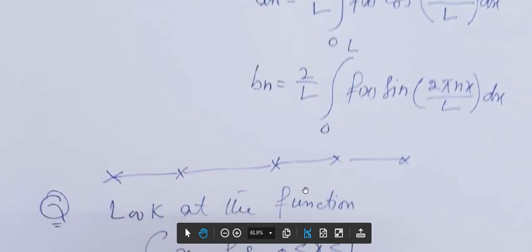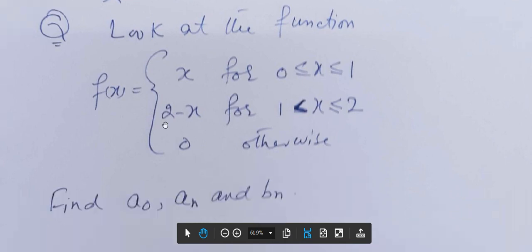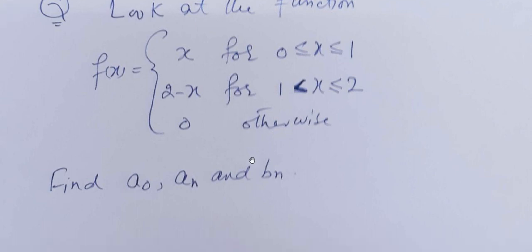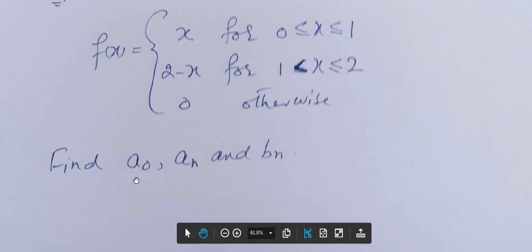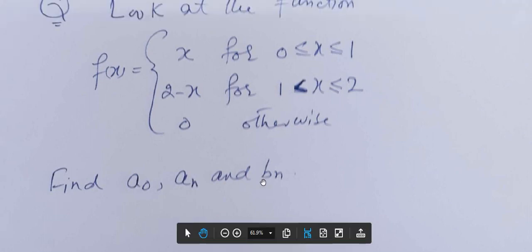Now I will move to the question. Look at the function f of x: x for x varies from 0 to 1, and 2 minus x for x varies from 1 to 2, and 0 otherwise. Now the question is, find a naught, an and bn. These are the constant terms in the Fourier series, so we have to find a naught, an, and bn.